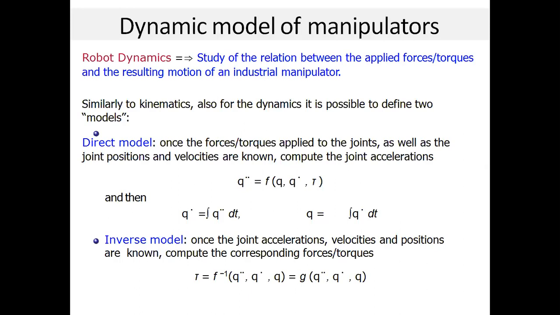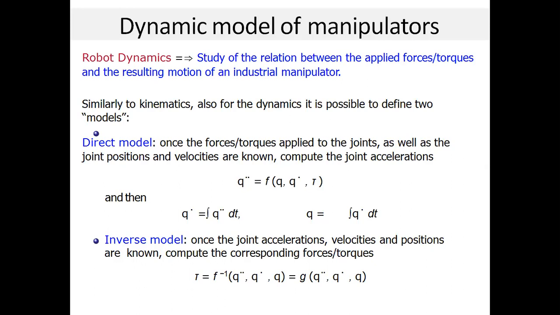Okay. The next thing is we have to define the dynamic model of a manipulator. Robot dynamics is the study of the relation between the applied forces at the task and the resulting motion of an industrial manipulator. Similarly to kinematics, we have to define two models: one is the direct model and the other is the inverse model.